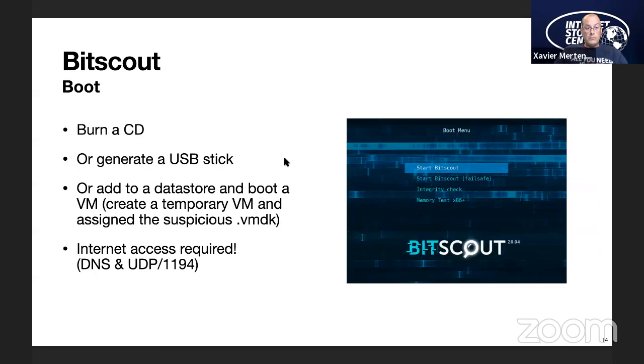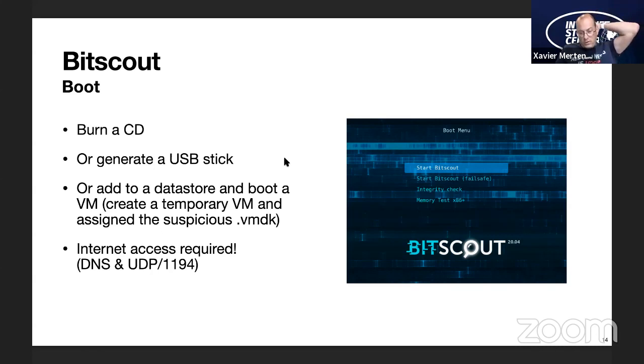When you boot it, how to boot it? You can burn a CD, that's the old-school method. You can generate a USB stick, or you can just add the ISO file to your datastore or to the place where you have your virtual environment. In this case, you can create a temporary VM and assign the suspicious VMDK to this VM, or you can just boot the compromised VM using the CD, the ISO file.